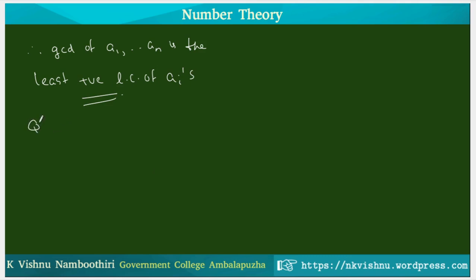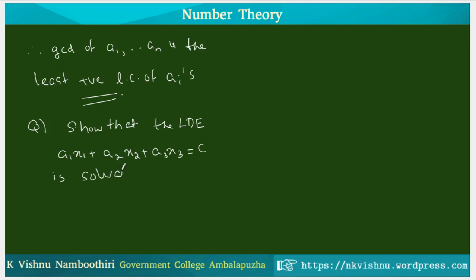Now we are going to use this to show the following problem. Show that the linear Diophantine equation a1 x1 plus a2 x2 plus a3 x3 equal to c is solvable if and only if the GCD of a1, a2, a3 divides c. So we know that in the 2 variable case this is true, and we want to verify this for the 3 variable case as well.